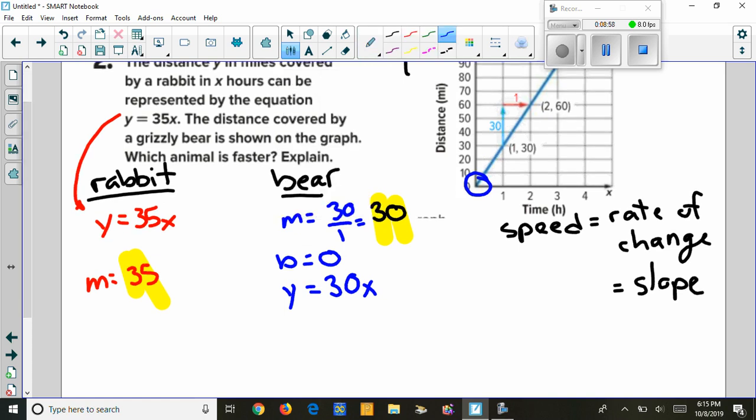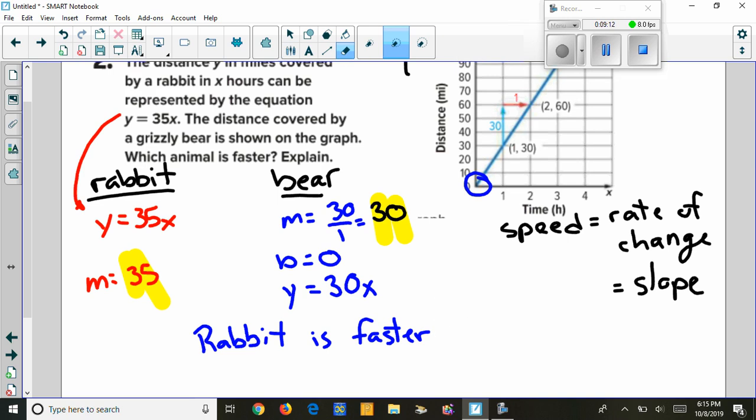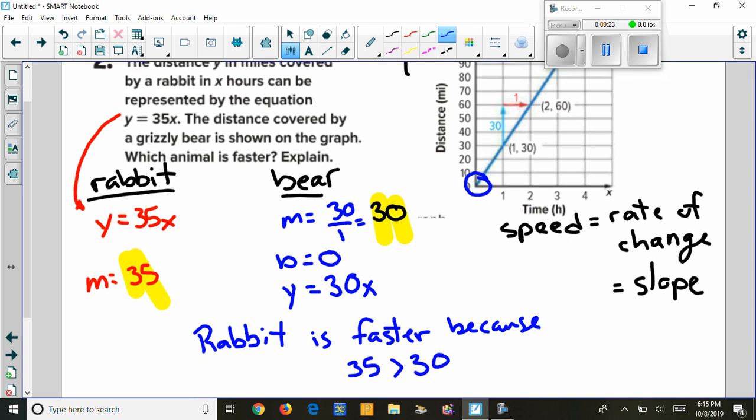So this tells me that the rabbit is faster, and that is because, well, it has a steeper or faster slope.